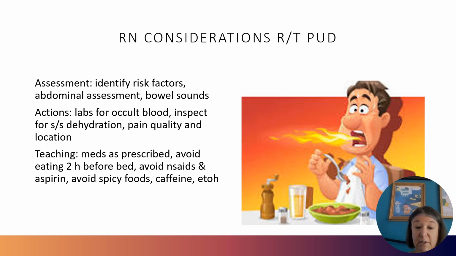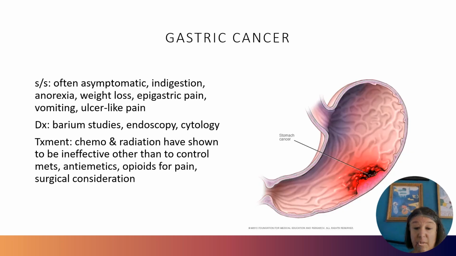So assessments related to peptic ulcer disease: identify your risk factors, again with the food diary, abdominal assessment, bowel sounds. We're going to do labs for occult blood. We're going to look for signs and symptoms of dehydration. And we're going to talk about the pain, like quality, location, aggravating factors, all of that. Teaching is really going to be related to taking meds as prescribed. Avoid eating 2 hours before bed. Avoid NSAIDs and aspirin. And of course, no spicy foods, caffeine, or alcohol.